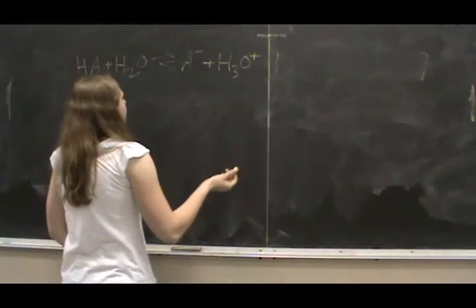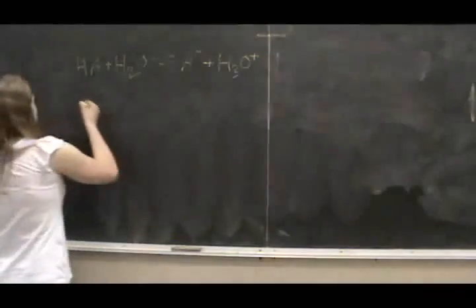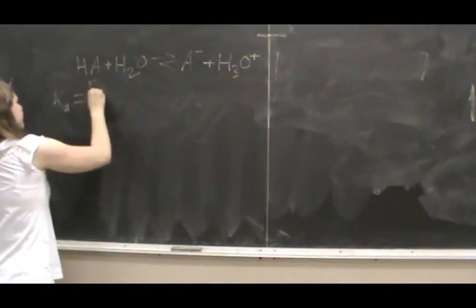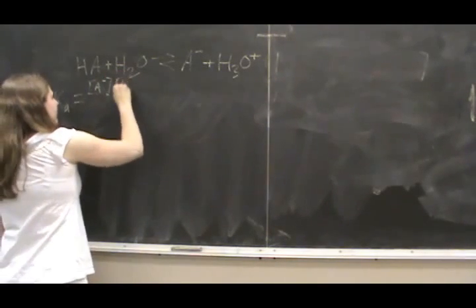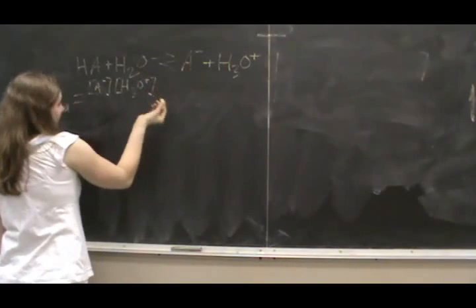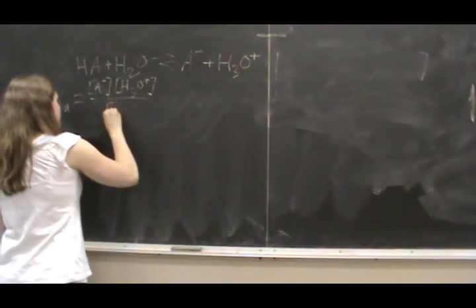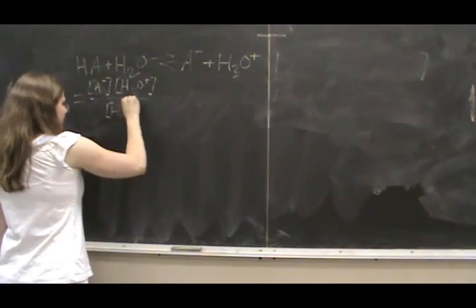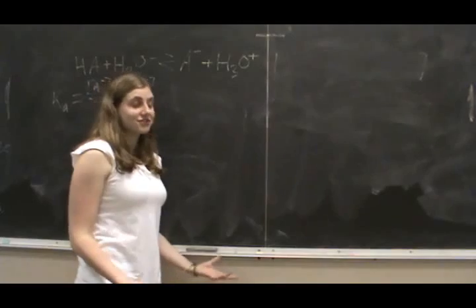And so, because it doesn't dissociate completely, we need the Ka equilibrium expression: the concentration of the A minus ion, and the concentration of the H3O plus ion, or the H plus ion, divided by the concentration of the weak acid. Now we will find the pH of the solution by using a magical thing called X.